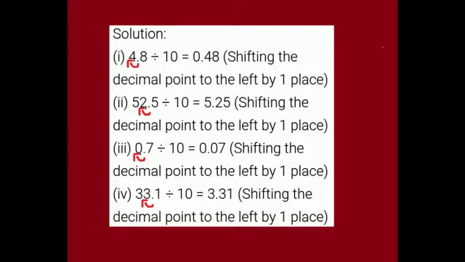First subdivision, 4.8 divided by 10. For division of a decimal number by 10, we have to shift the decimal point one place to the left. So in 4.8, on shifting the decimal point one place to the left, we got the answer 0.48.